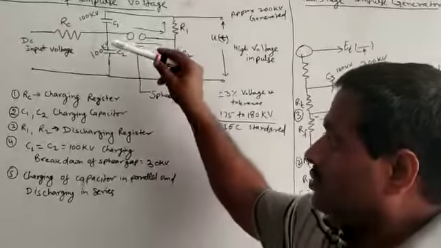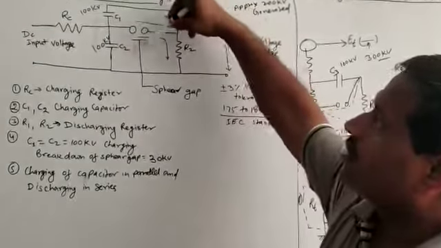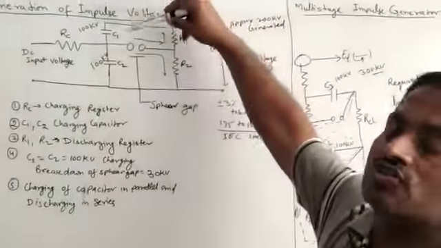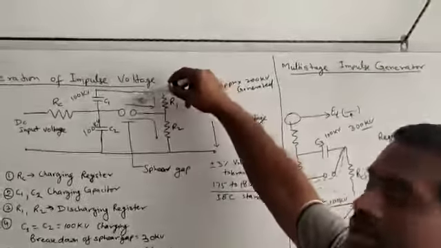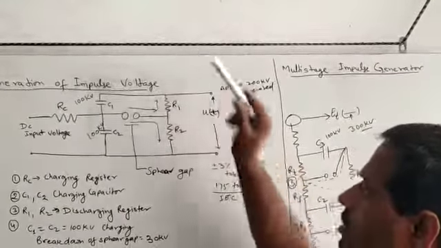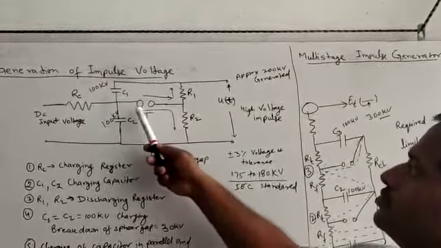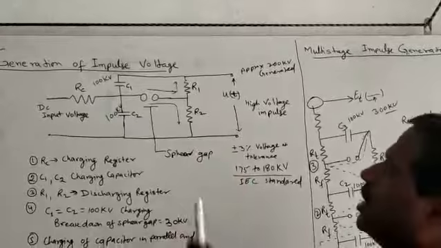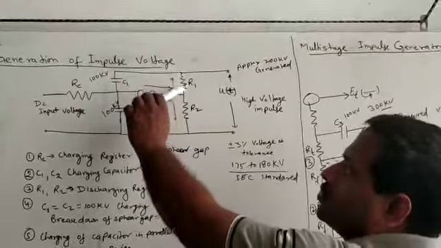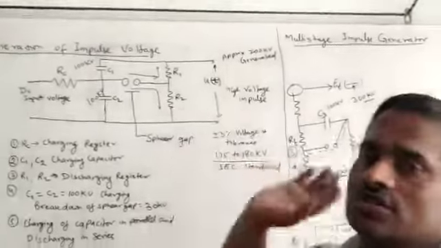So here, the working of the sphere gap is the automatic generation of the breakdown of this circuit, and the current automatically goes through the discharging path via the R2 and R1 side. The closed path is where capacitors C1 and C2 are discharged.